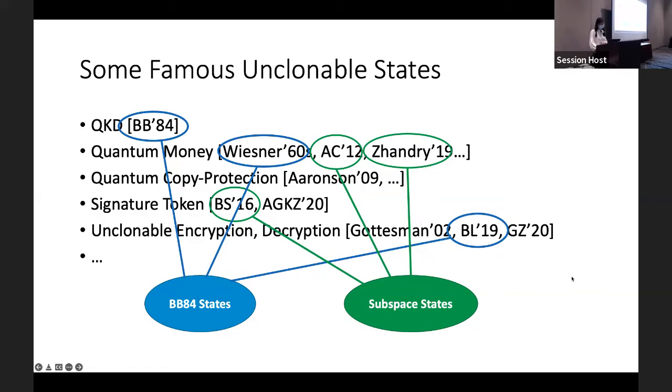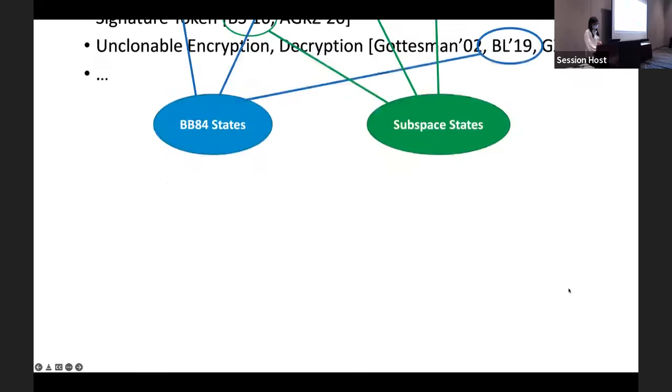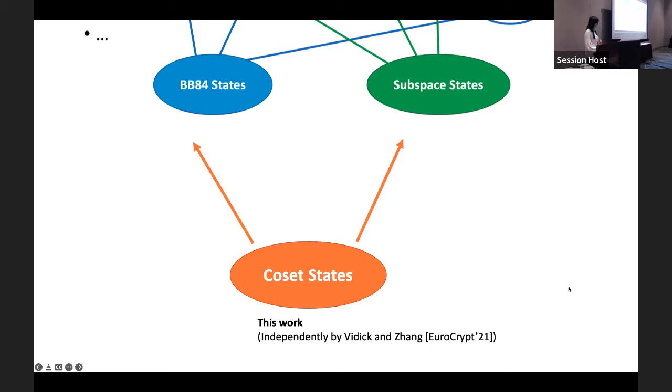Okay, so in this work, we will propose a new notion called coset states. It can be seen as a generalization of both subspace states and BB84 states. This notion has been independently studied in a work by Vidick and Zhang in the context of proof of quantum knowledge. And we show in this work that coset states have important properties of both BB84 states and subspace states that help us build new crypto capabilities.